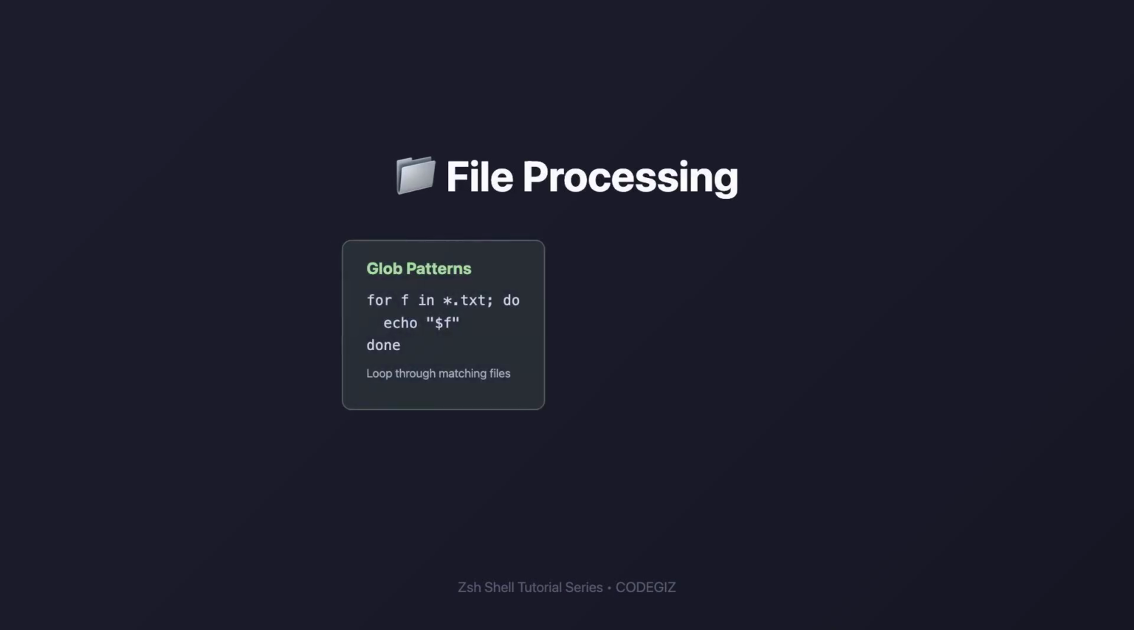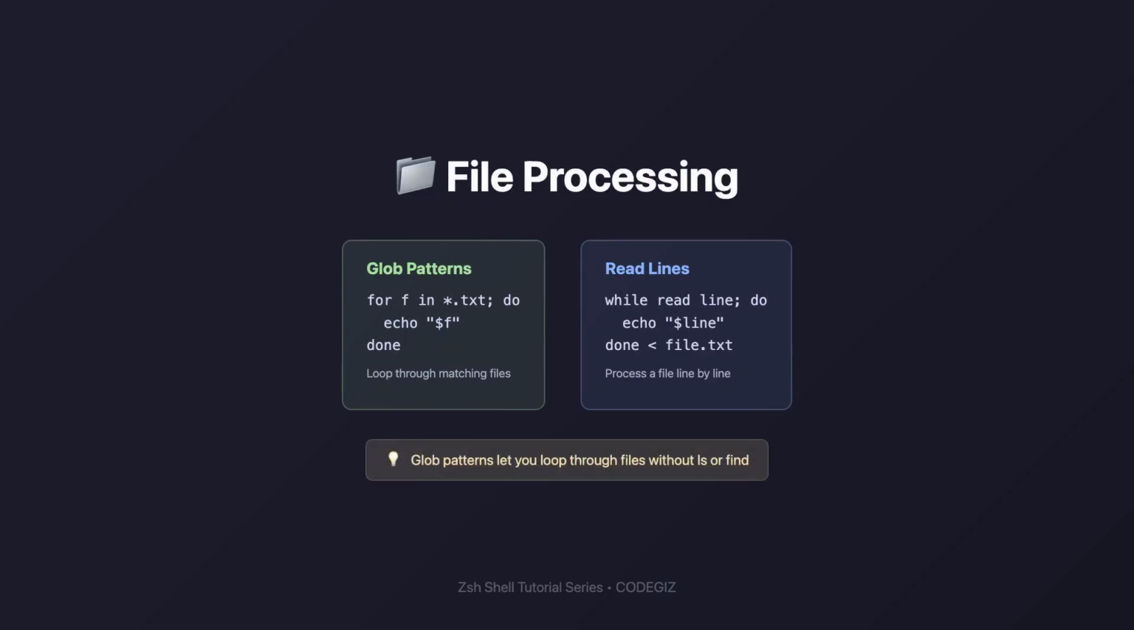Glob patterns match files by name. For loops with globs, process each matching file. While read processes a file line by line. Redirect input with a less than operator.